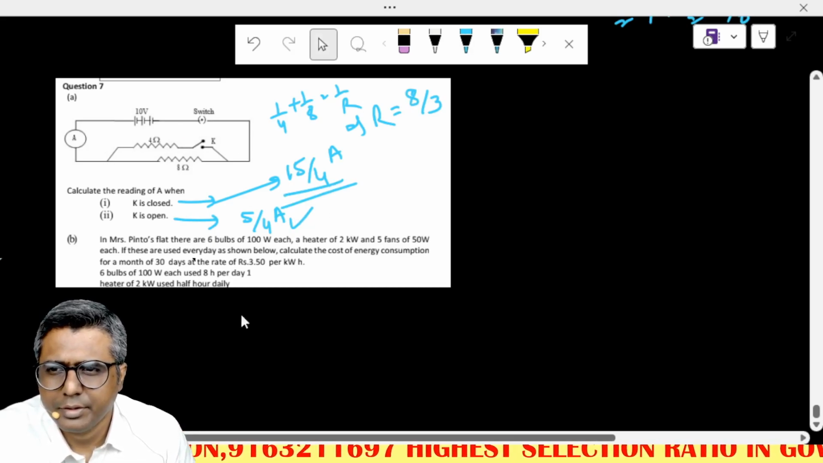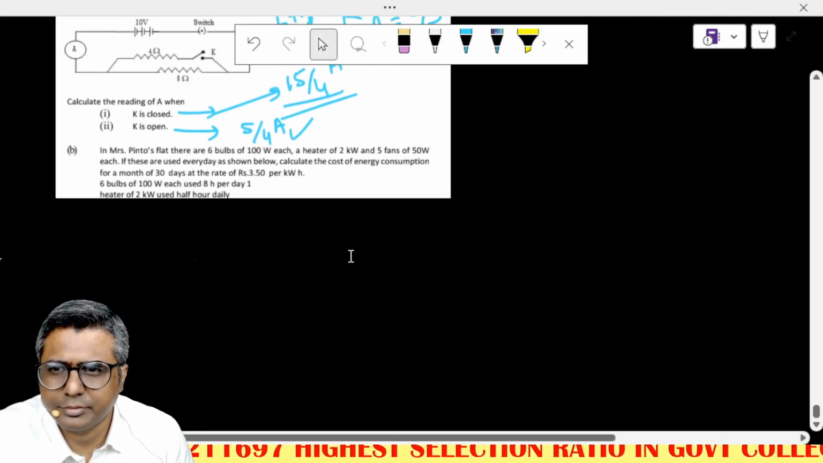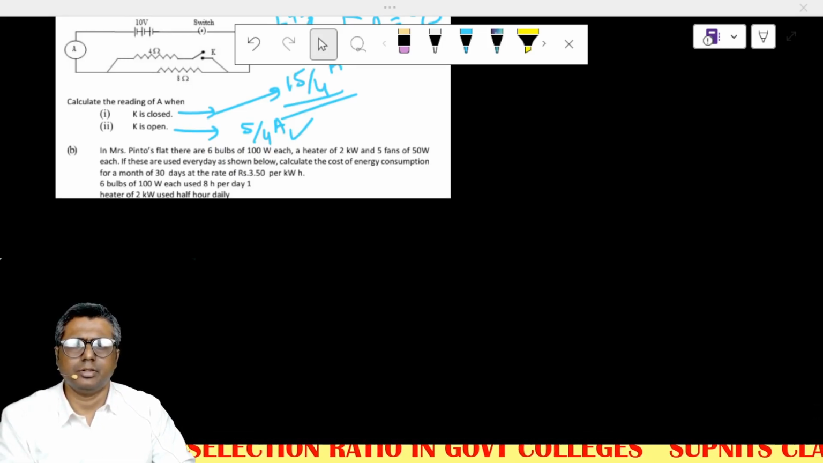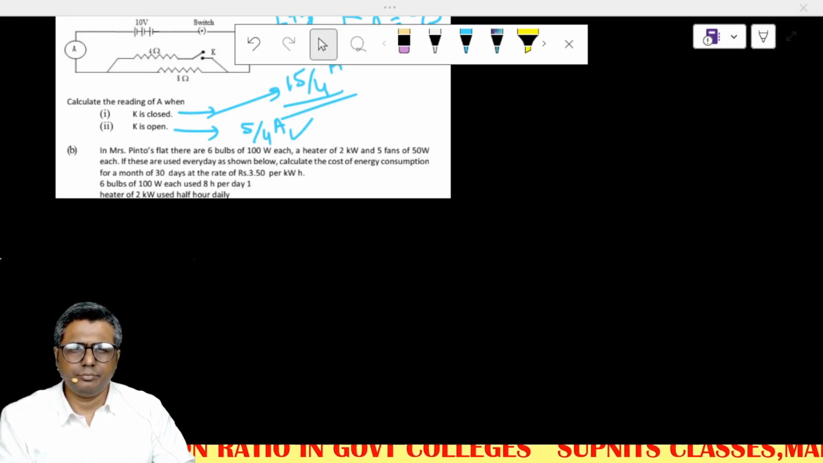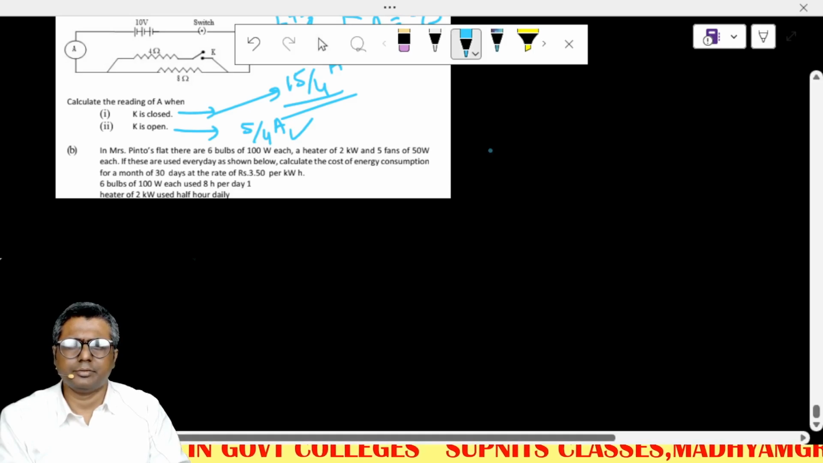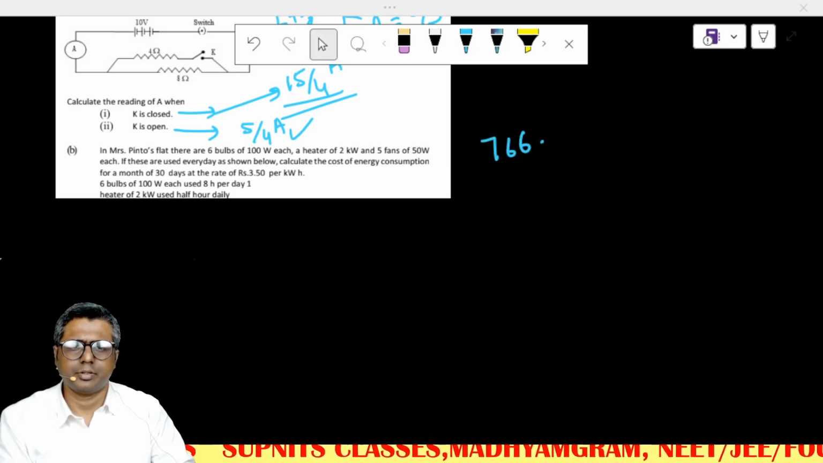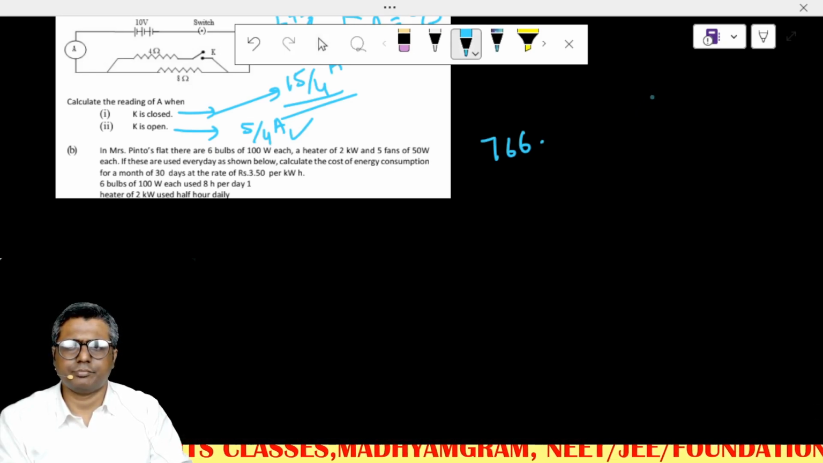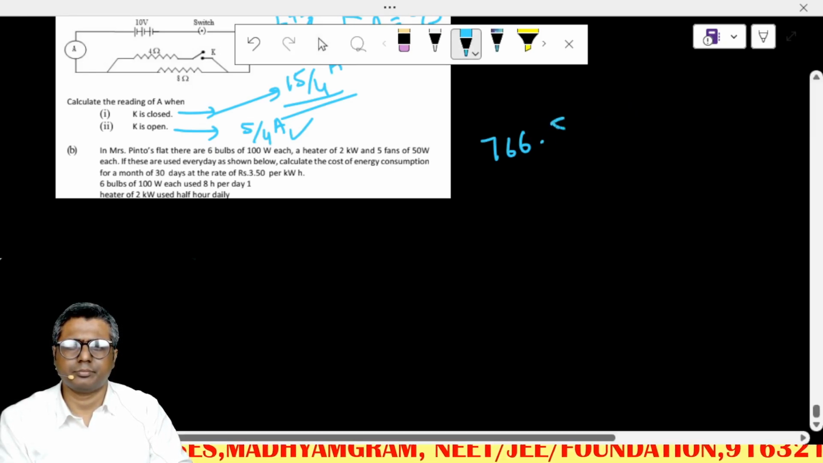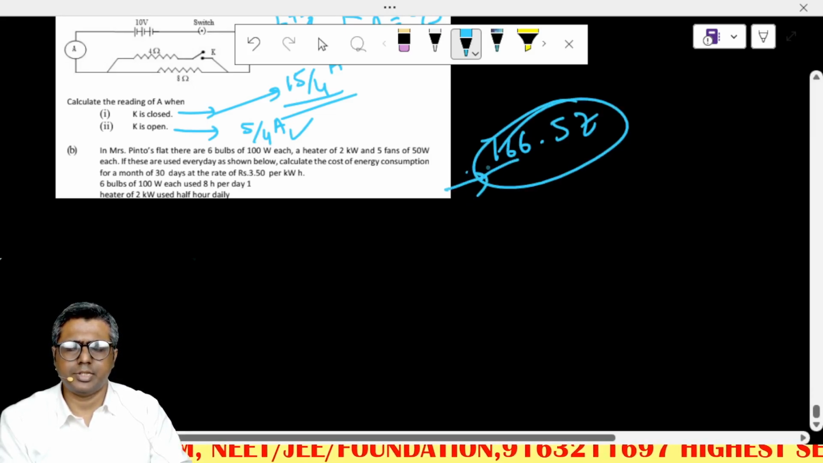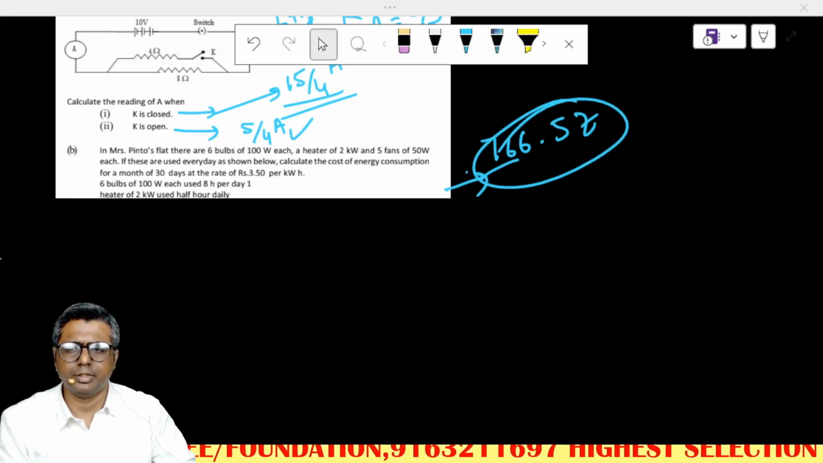Okay, Mr. Pinto's flat, 6 bulbs of 100 watt each. So I have already solved this one. This will come out to be 766.5 rupees. This one, this is an easy question. I am not solving it in detail. If you are having any problem, I will definitely do that.